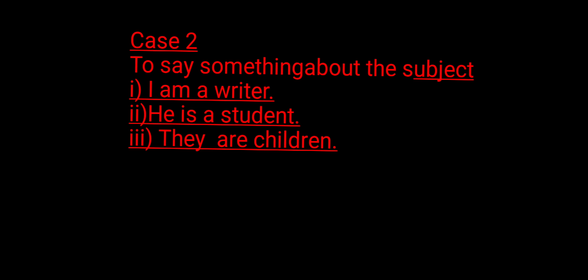Similarly, he is a student. Here is is used to say something about the subject. Okay, that is singular third person. Similarly, they is a plural subject, that is why are is used to say something about them: they are children, means these subjects are children here. Okay, and this much for today.